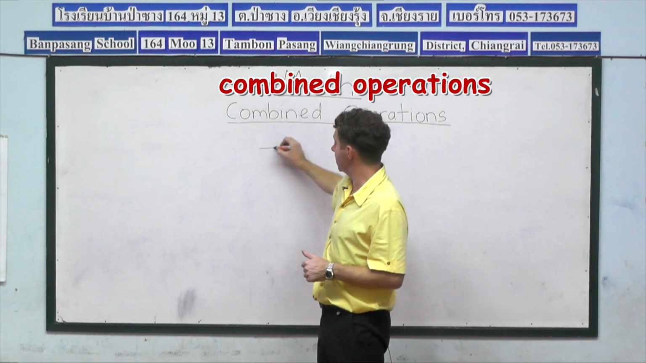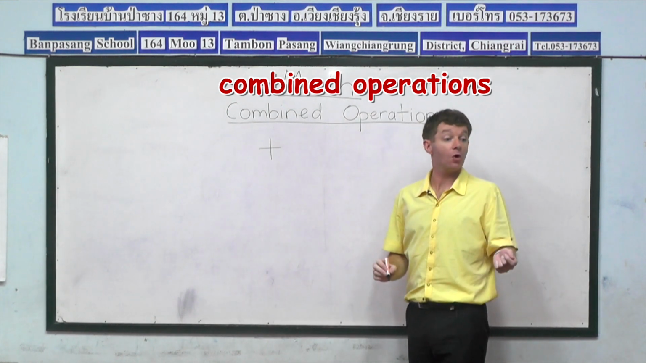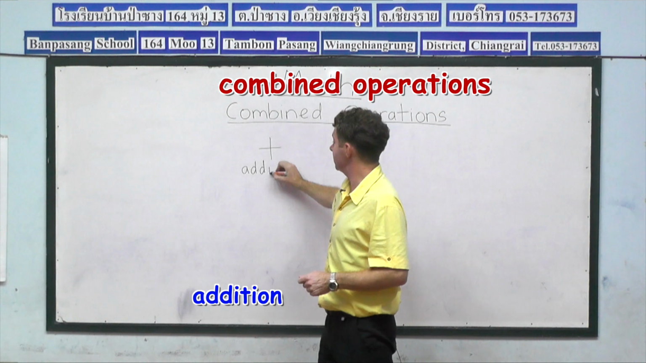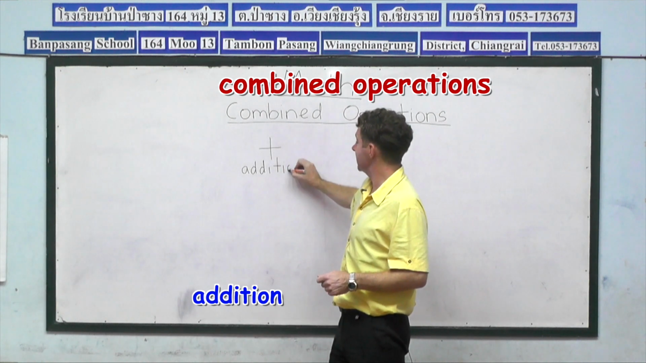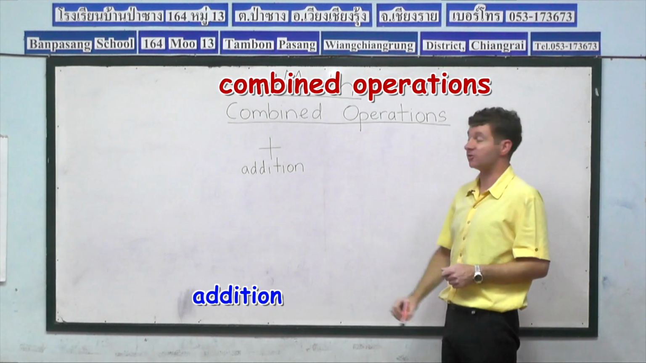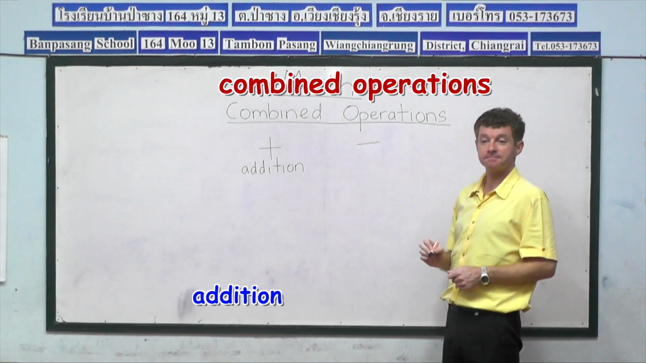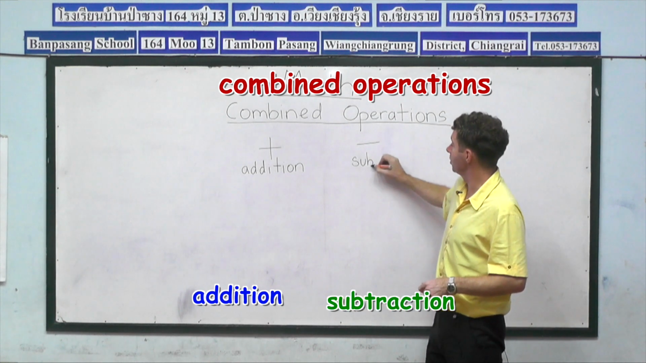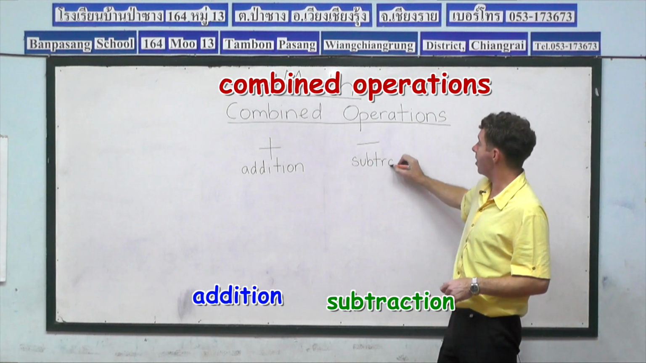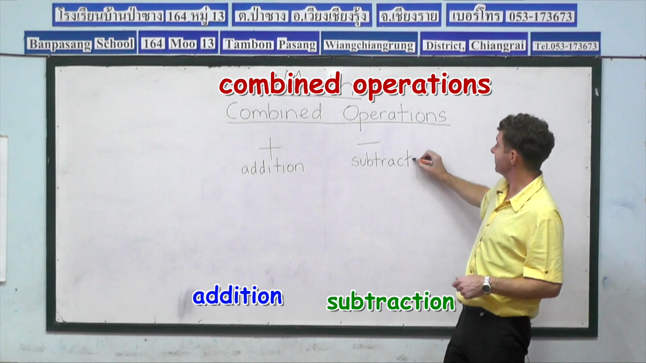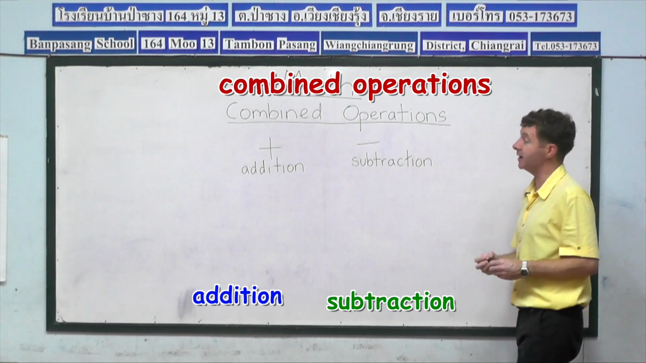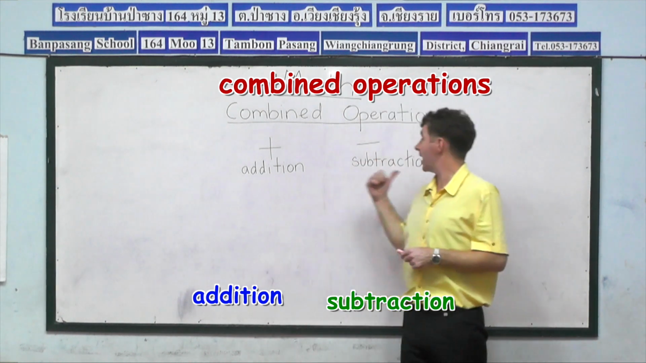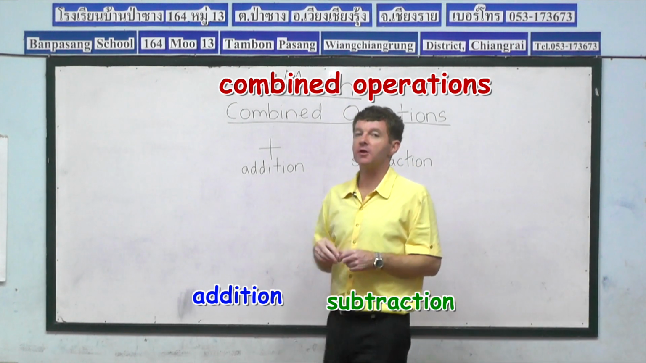We learned to do them with plus or addition, A-D-D-I-T-I-O-N, and minus or subtraction, S-U-B-T-R-A-C-T-I-O-N. Combined operations with addition and subtraction. That's what we learned in the previous lesson.